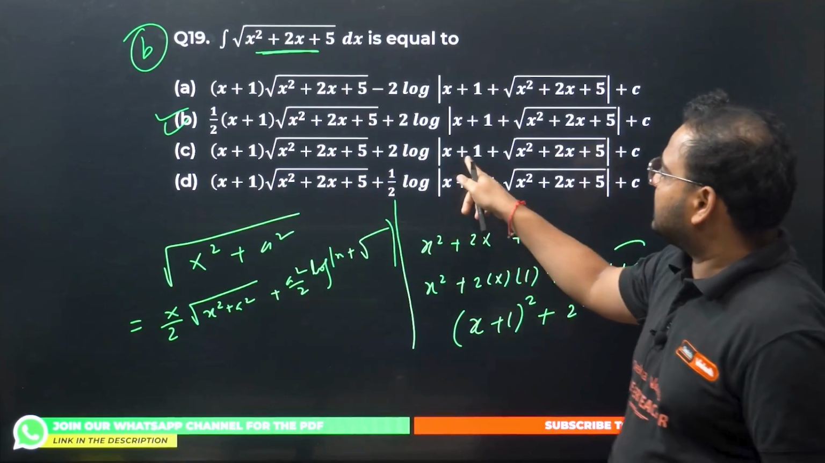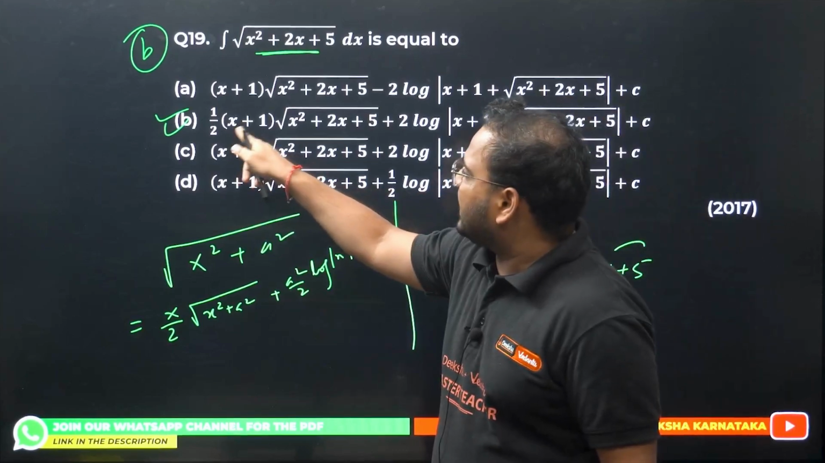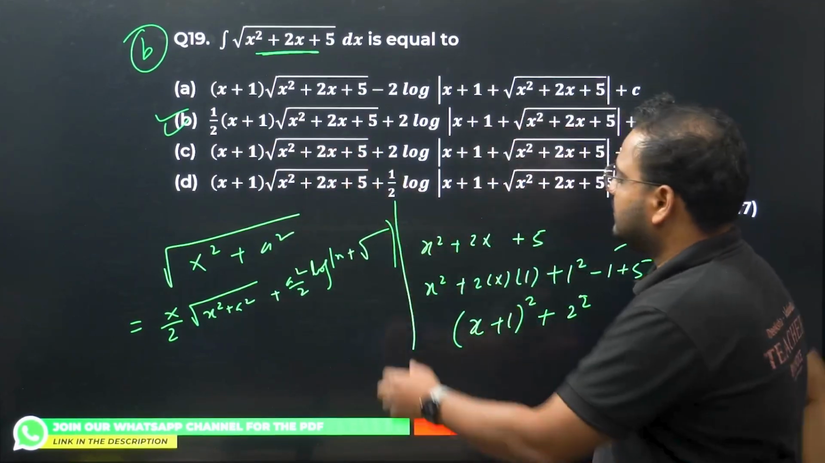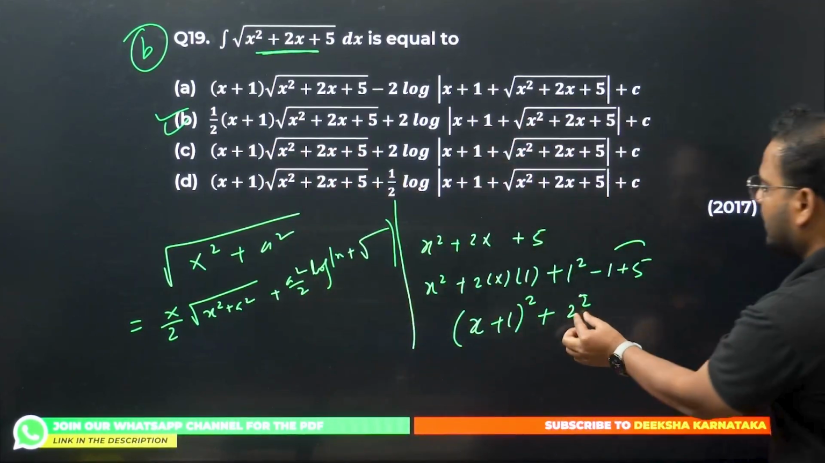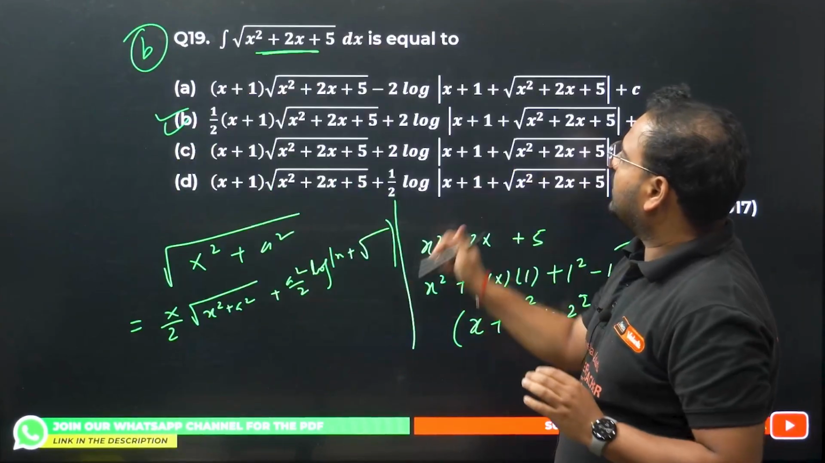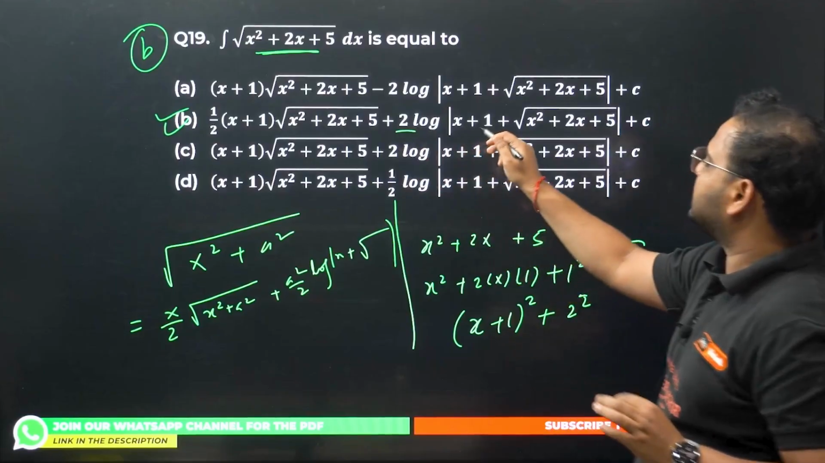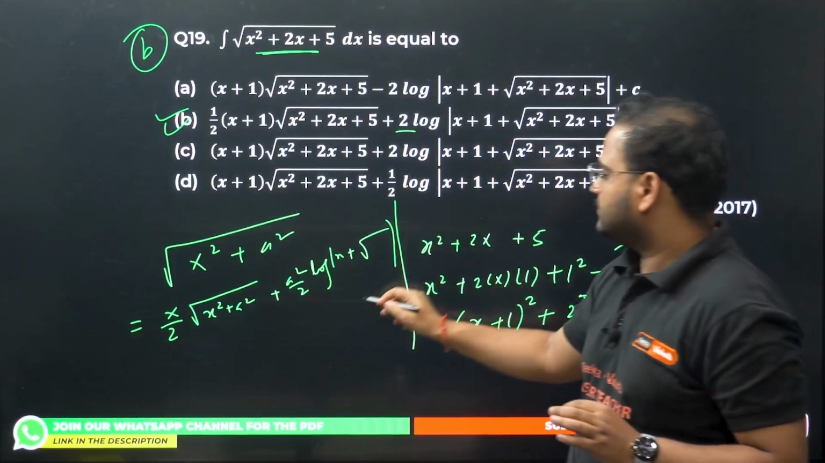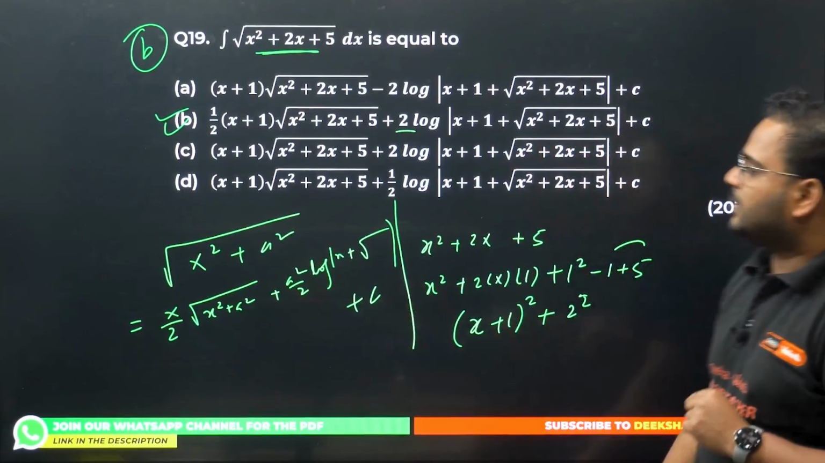In this case, x is x plus 1. Check this out. So half of x plus 1, the same root repeats. Then a square. What is a square over here? Is 4. 4 by 2 will become 2. So 2 log of x plus 1, the same root repeats. Of course, plus c is there. Option B is the answer.